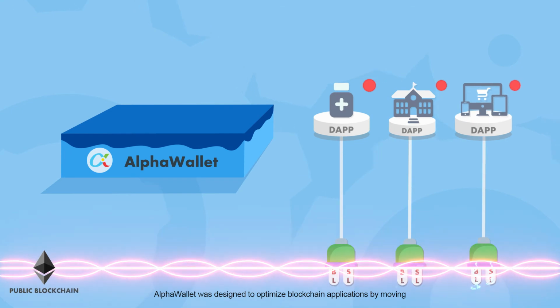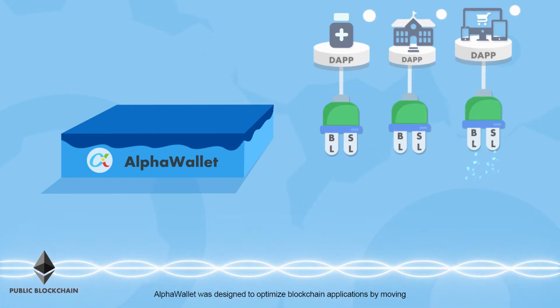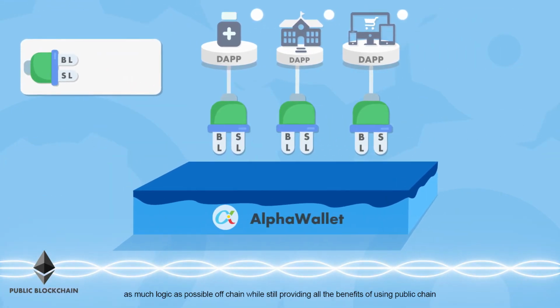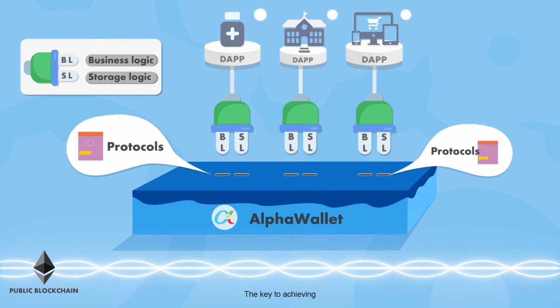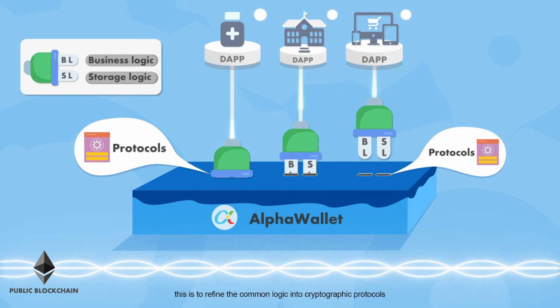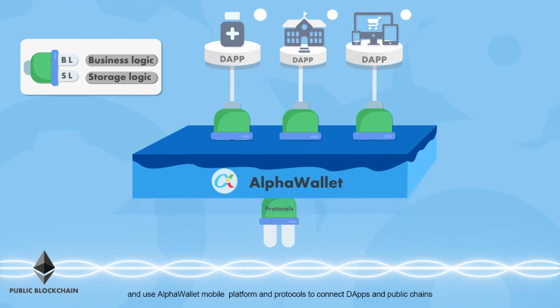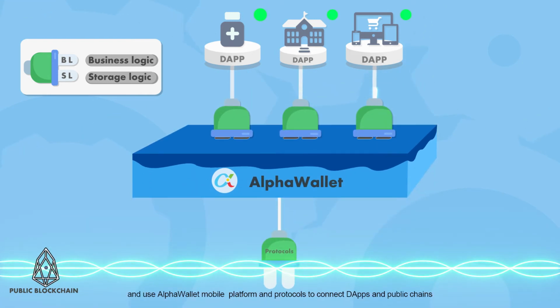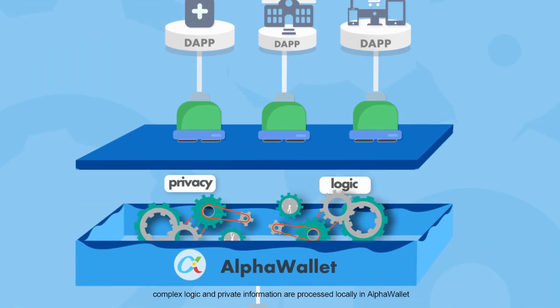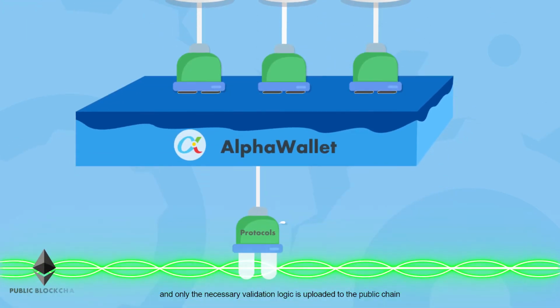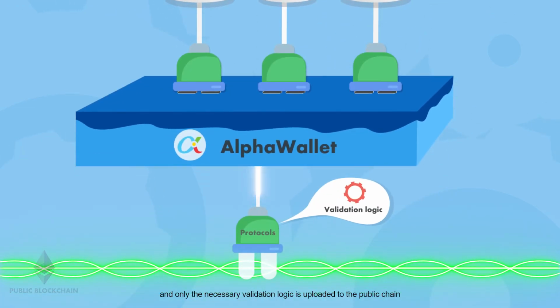AlphaWallet was designed to optimize blockchain applications by moving as much logic as possible off-chain while still providing all the benefits of using the public chain. The key to achieving this is to refine the common logic into cryptographic protocols and use AlphaWallet's mobile platform and protocols to connect DApps and public chains. As a result, complex logic and private information are processed locally in AlphaWallet, and only the necessary validation logic is uploaded to the public chain.